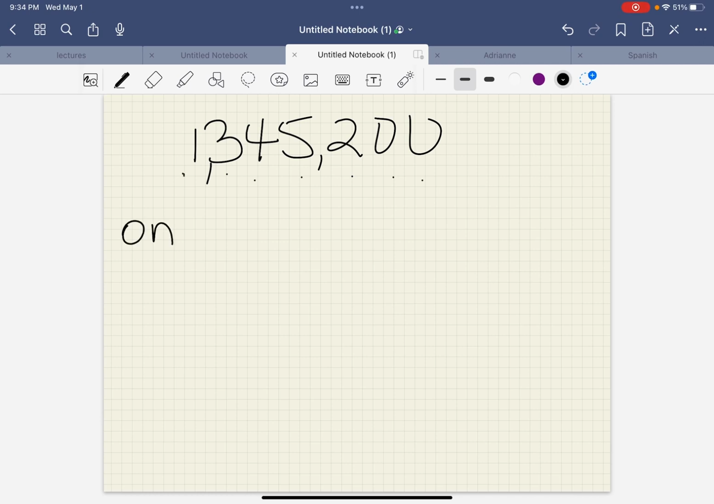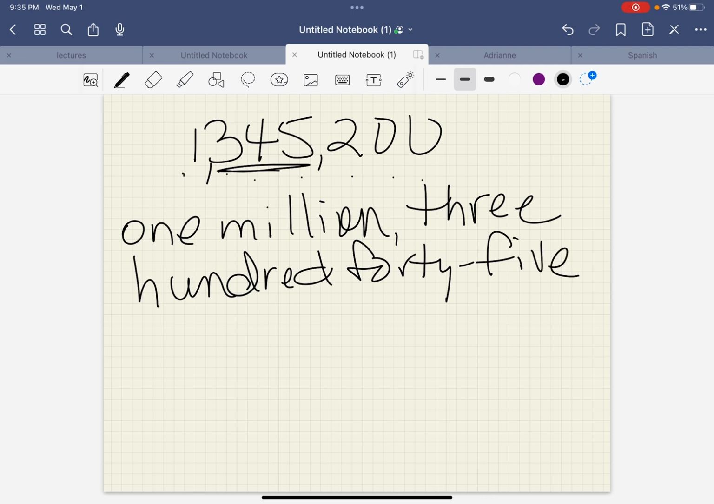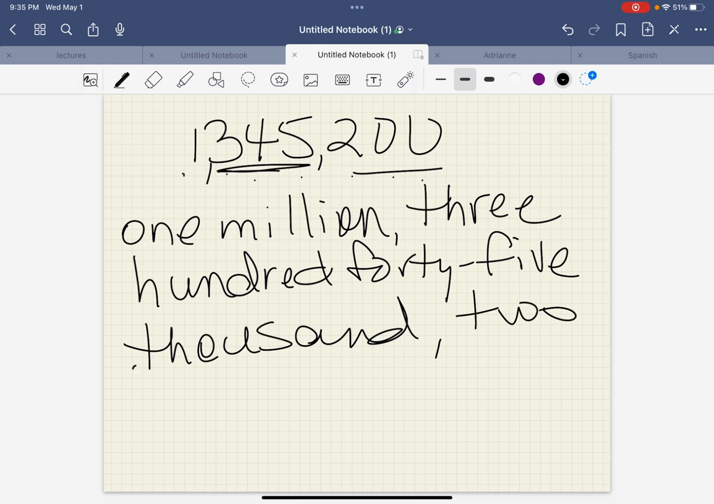So that would be 1 million, comma. This number right here is 345. So we write it like that, 345, and those are the thousands. So we write 1,000. Then this last number we write, and that is 200. So put the commas in, and that'll make it much easier to see what the number actually is.